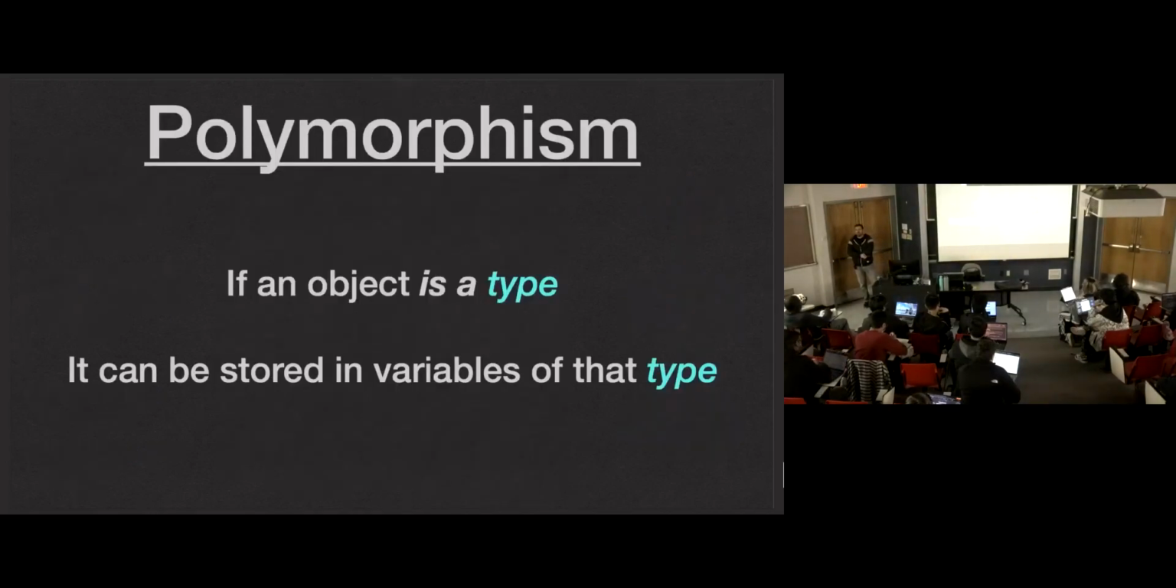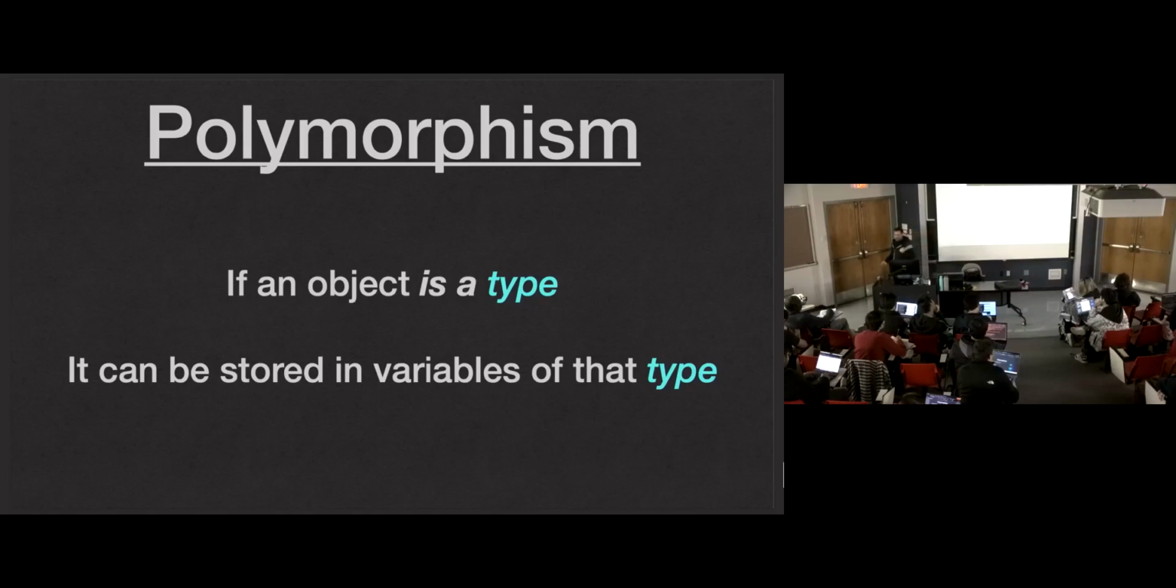Polymorphism, so that's review of inheritance. Polymorphism, in two senses: if an object is a certain type, it can be stored in variables of that type. And that's really it. That is what polymorphism is. Done. That's polymorphism. So if an object is a type, it can be stored in variables of that type.